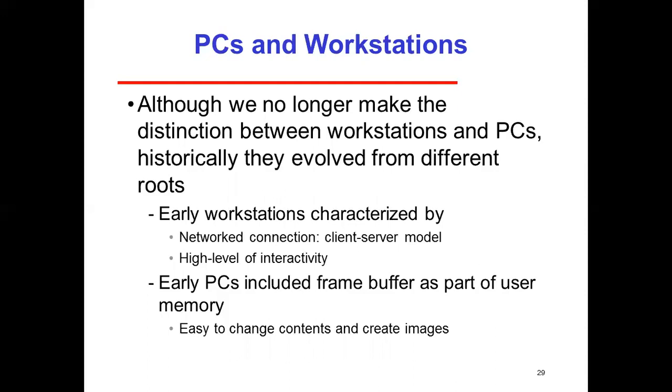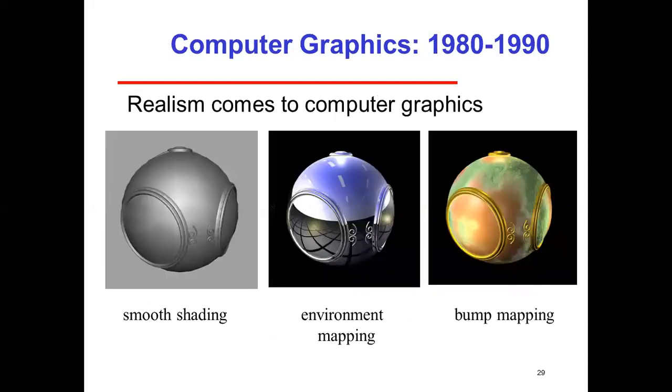Early PCs included the frame buffer as part of user memory. So earlier we were using the frame buffer, and in that frame buffer we can store various images or text. So it is easy to change contents and create images. We can develop new images, or we can update or change them. So you can see these images.